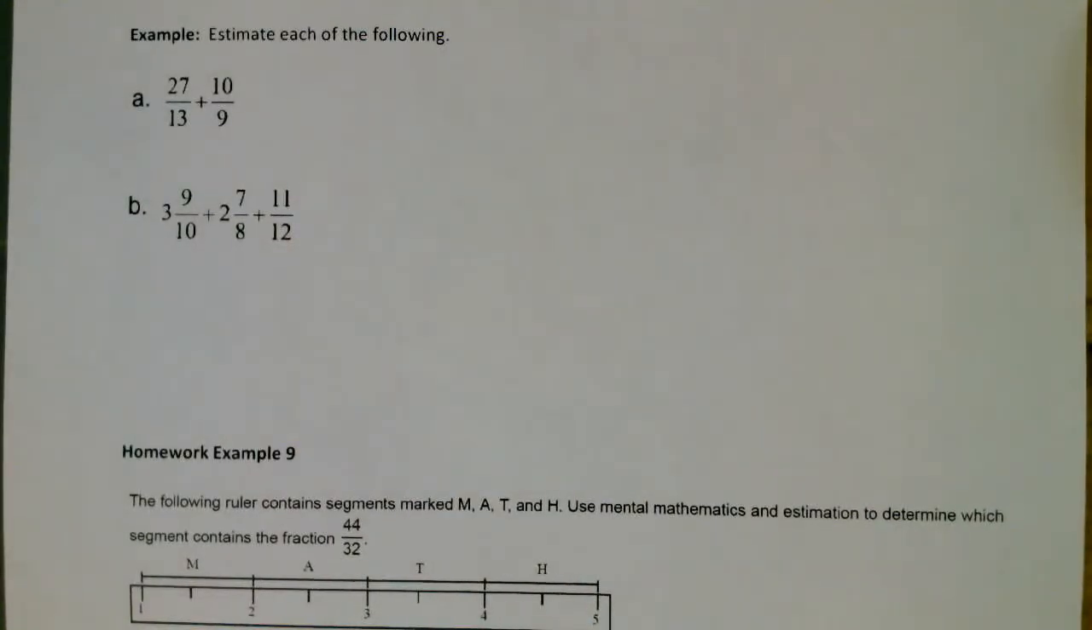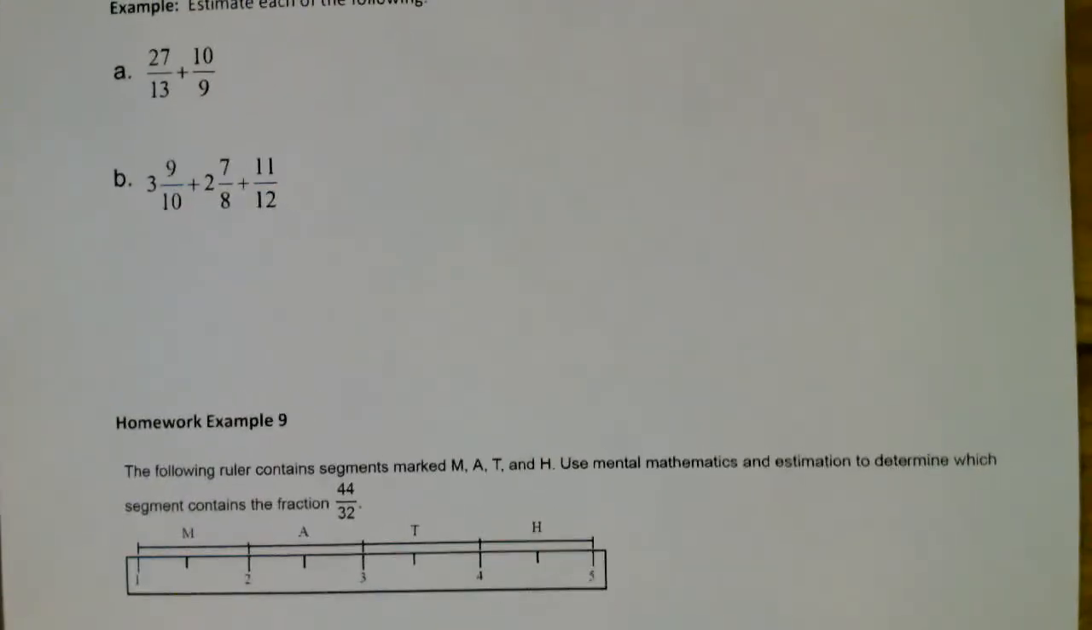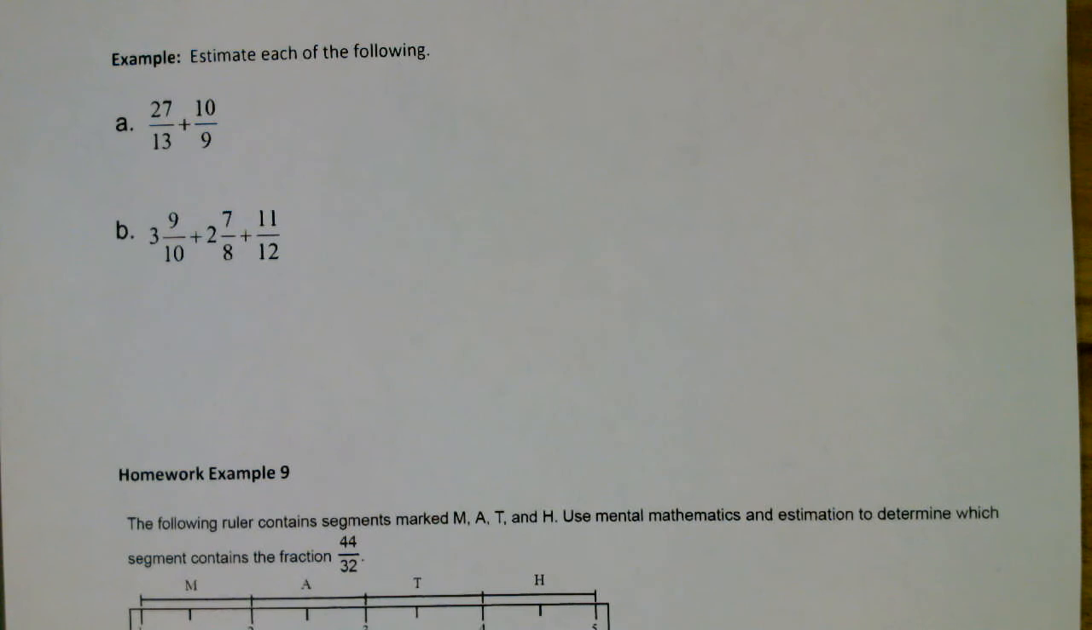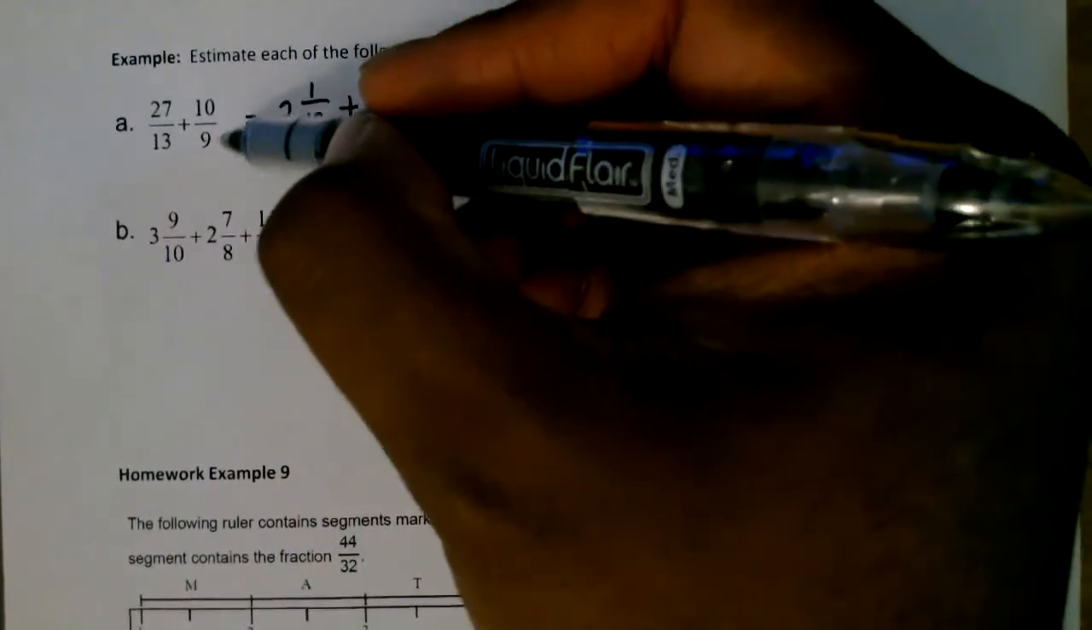All right, so now here's a couple of examples. Let's say I want to estimate each of the following. Like 27 over 13 plus 10 over 9. Well, if I was to convert that to an improper fraction, 13 into 27 will go 2 times with 1 left over. So it would be 2 and 1/13 plus. For 10/9, if I divide 9 into 10, that goes 1 time with 1 left over.